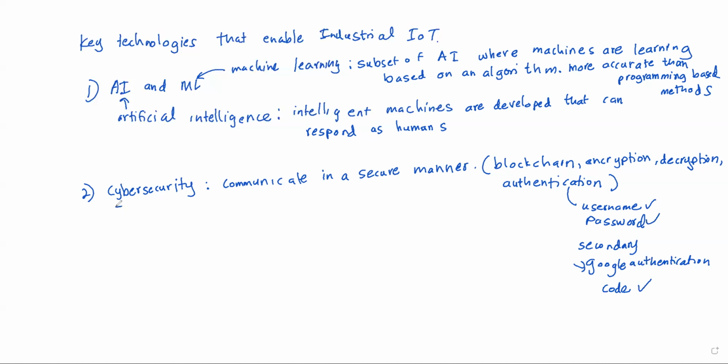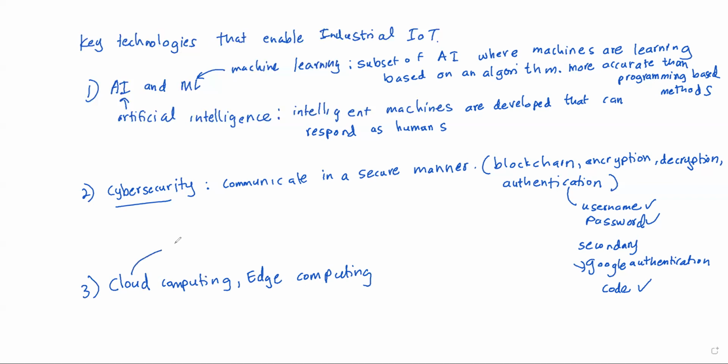So we need cyber security. Then we need to have cloud computing, edge computing. So we learned about cloud computing and edge computing in the last online class.